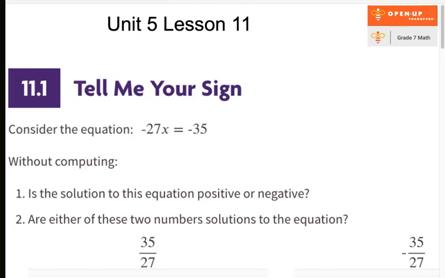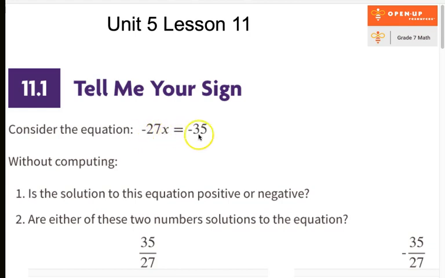Unit 5, Lesson 11. Tell me your sign. Consider the equation negative 27 times x equals negative 35. Without computing, is the solution to this equation positive or negative? So do you think x is positive or negative?